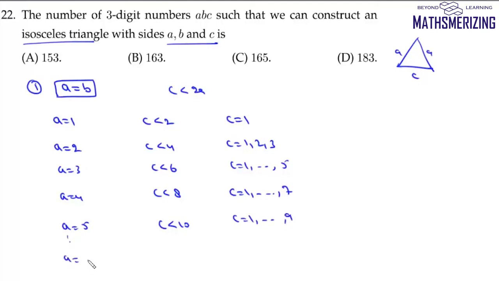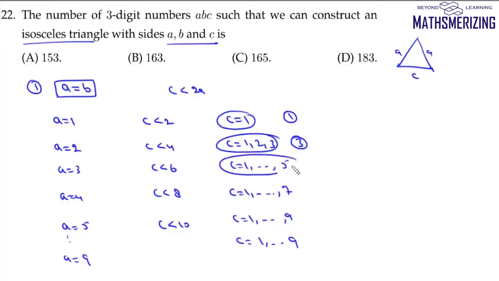And from A equals 5 to A equals 9, for all these cases, we'll have C from 1 to 9. Now, how many cases are there? So we have this one case, then 3, 5, 7, and then from 5, 6, 7, 8, 9.